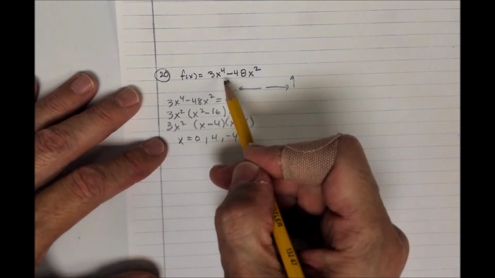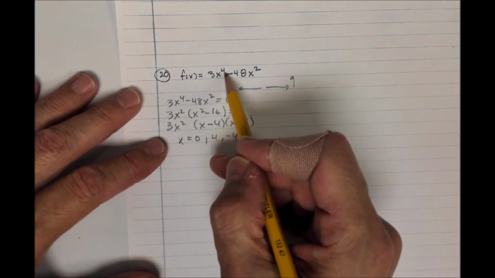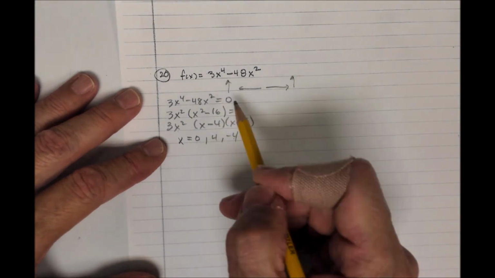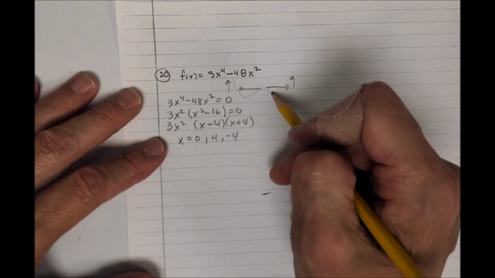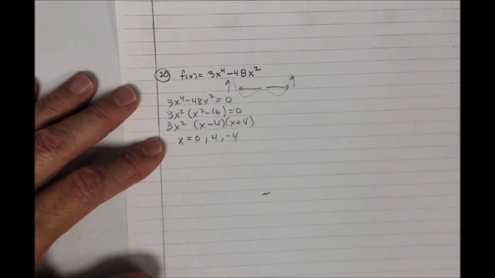Now, when you have degree 4, sometimes it looks like an M, sometimes it looks like a W. Since it's going up, I'm thinking it's going to look like a W. Something like that. I'll need to plot some points.